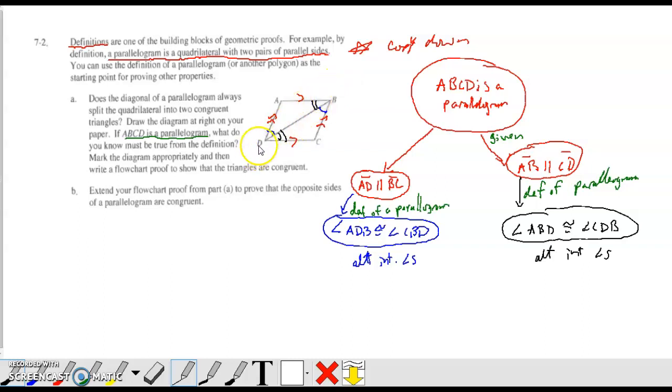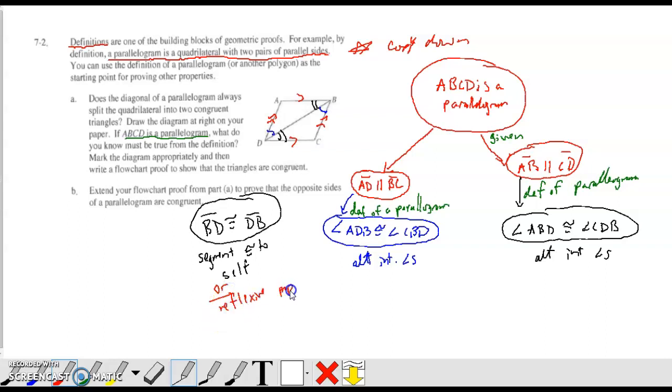What I do know is that BD connects both of these together. Right, so our last piece of the puzzle, which doesn't have to do anything with the parallelogram, so I'm just going to put it off to the side. I'm just going to say that BD is congruent to DB. And why do I get to say that? I get to say that because it is segment congruent to self, or I can say the reflexive property. Either one, perfectly fine. Here's my angle, here's my side, here's my angle.